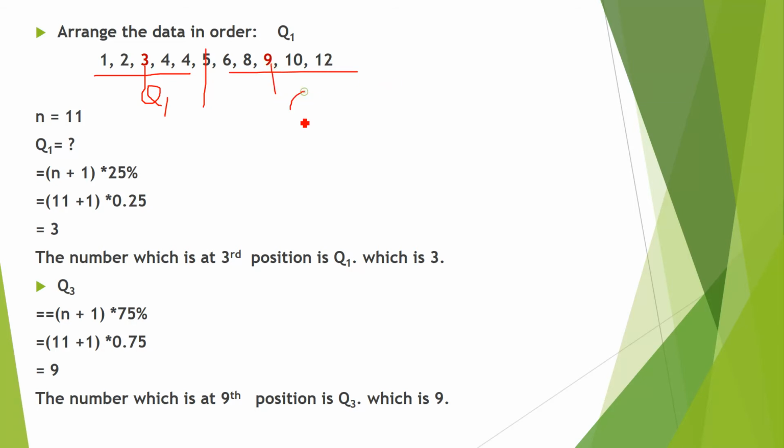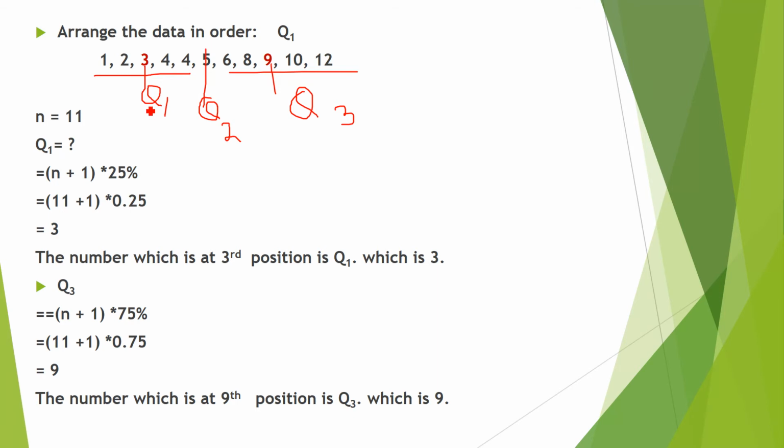So this is 9, it is called Q3. Q1 is the median of the lower data set, Q3 is the median of the upper data set, while median Q2 is the center of the complete data set.